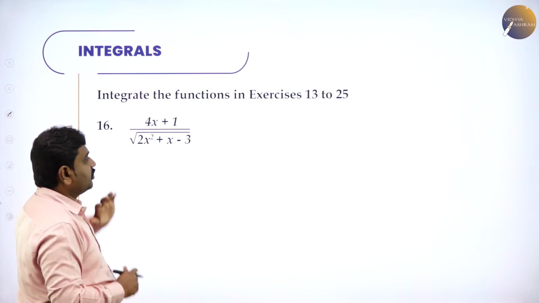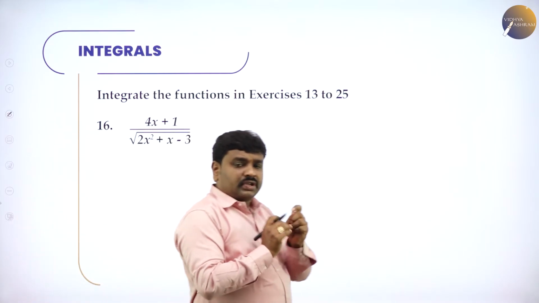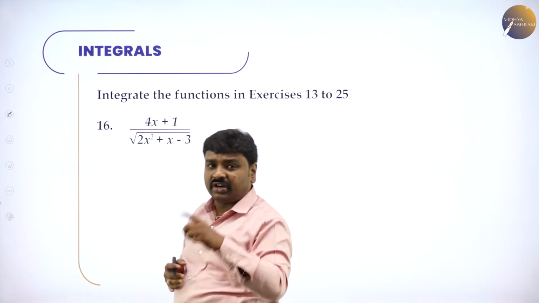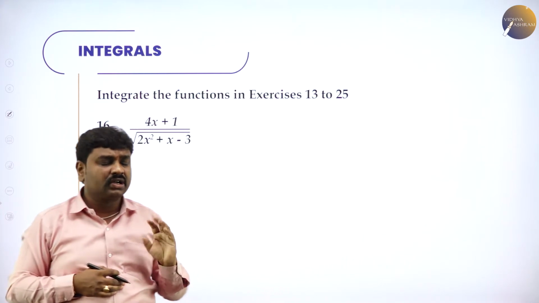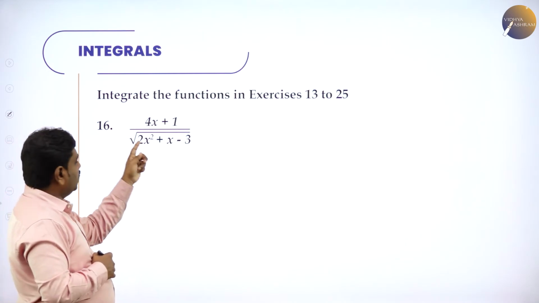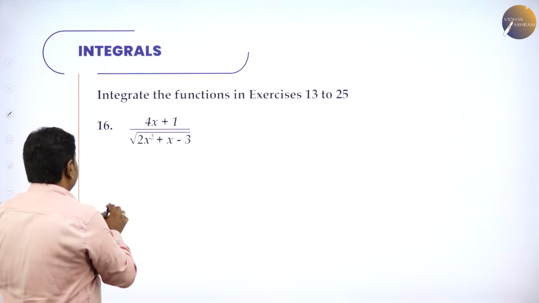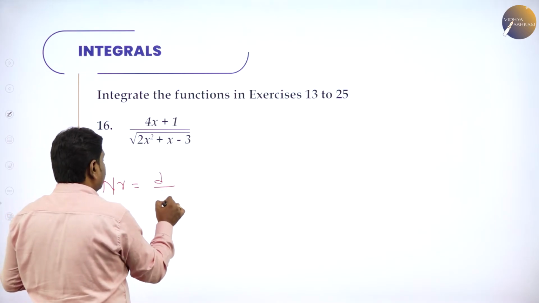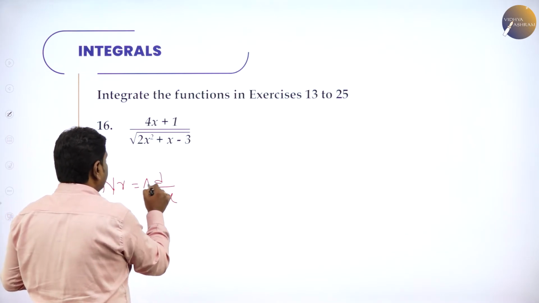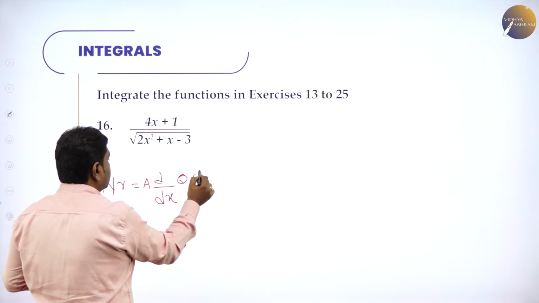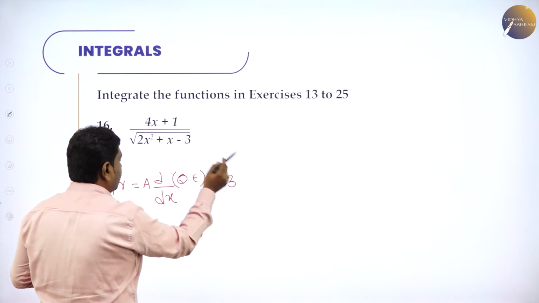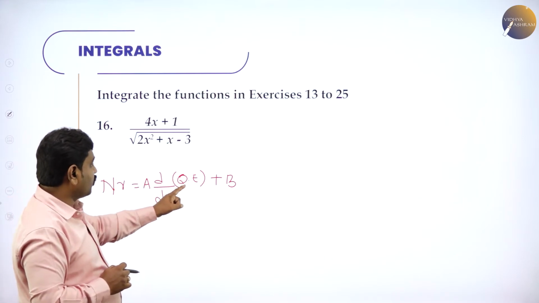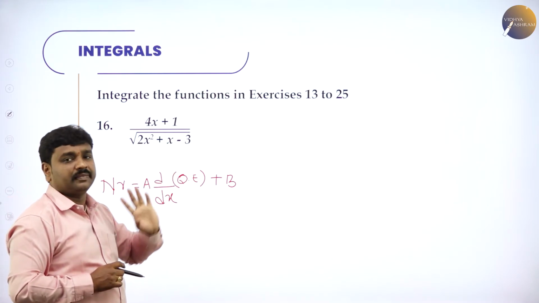Next, from here it is important. See, the numerator is a linear equation, the denominator is a quadratic equation. Whenever you have numerator by denominator, linear by quadratic, and it may be inside the root, here we'll write numerator is equal to a constant A into the derivative of the quadratic equation in the denominator plus b. Please write this format.